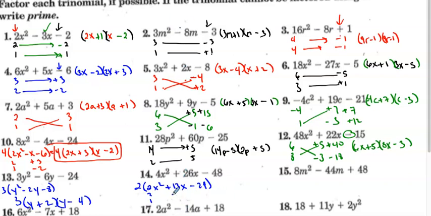How about 3 and 8? 2 times 3 is 6. 1 times 8 is 8. That's not going to help me. 2 times 8, how about that one? 2 times 8 is 16. 1 times 3 is 3. I want this to be positive. I want this to be negative.